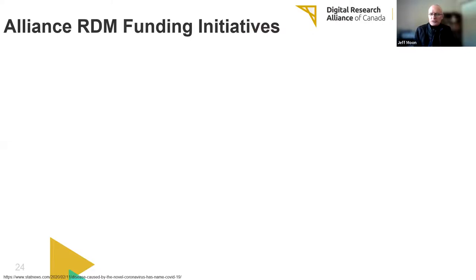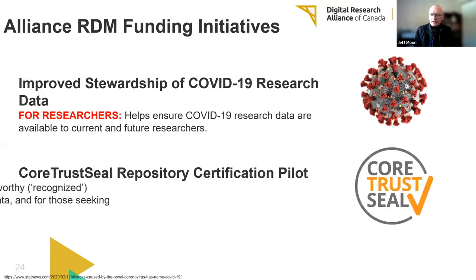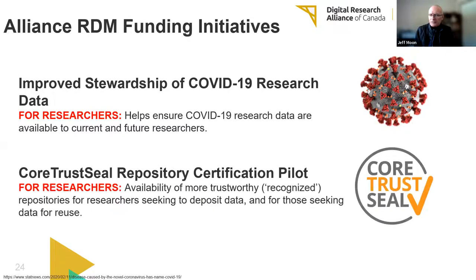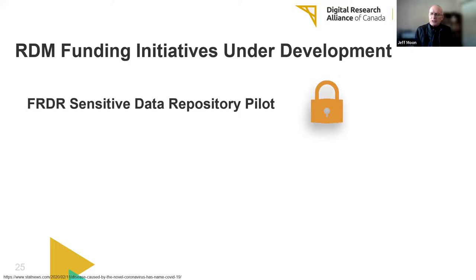Turning to more overarching initiatives, the Alliance RDM team has already launched two RDM-related funding calls, one aiming to improve stewardship of Canadian COVID-19 research data, and the other to help a cohort of Canadian data repositories achieve Core Trust Seal Repository Certification, which is an internationally recognized set of criteria that, when met, are an indication of high-quality repository services. We've also started work on a sensitive data repository pilot using FERDR, the Federated Research Data Repository.